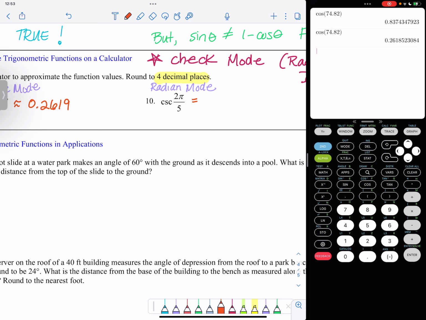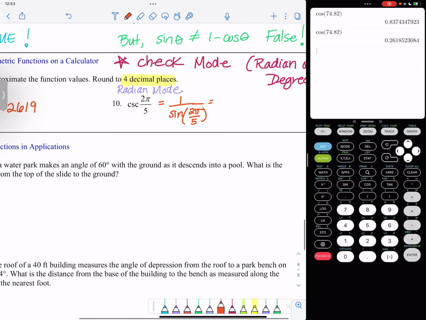That is equal to 1 divided by the sine of 2 pi over 5. So we're actually going to put that in our calculator. So we're going to type 1 divided by the sine of 2 second pi divided by 5. Thankfully, those parentheses are already there for us, and we end up with 1.0515.